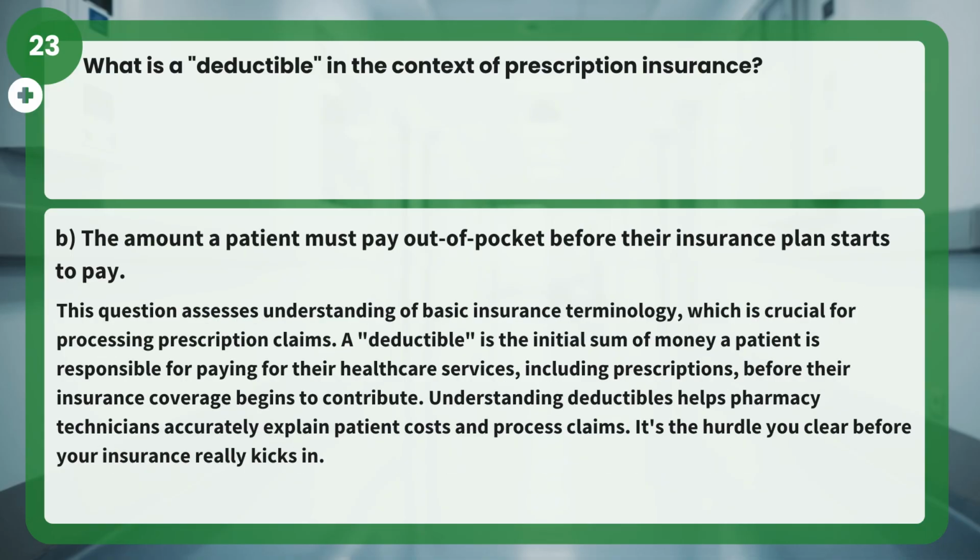Answer B. The amount a patient must pay out of pocket before their insurance plan starts to pay. This question assesses understanding of basic insurance terminology, which is crucial for processing prescription claims. A deductible is the initial sum of money a patient is responsible for paying for their healthcare services, including prescriptions, before their insurance coverage begins to contribute. Understanding deductibles helps pharmacy technicians accurately explain patient costs and process claims. It's the hurdle you clear before your insurance really kicks in.